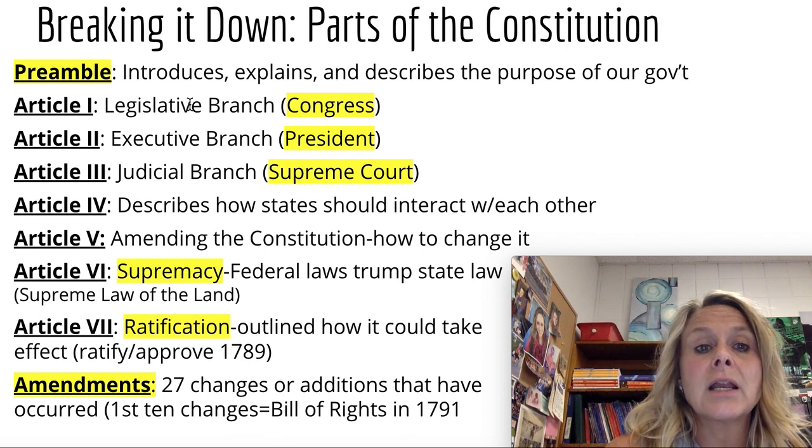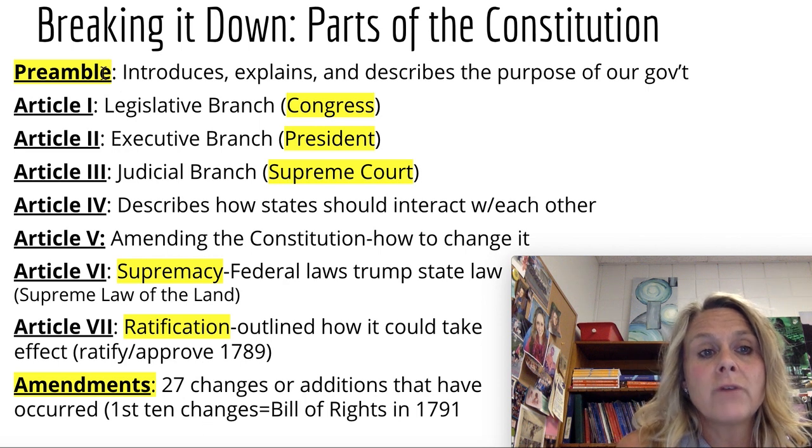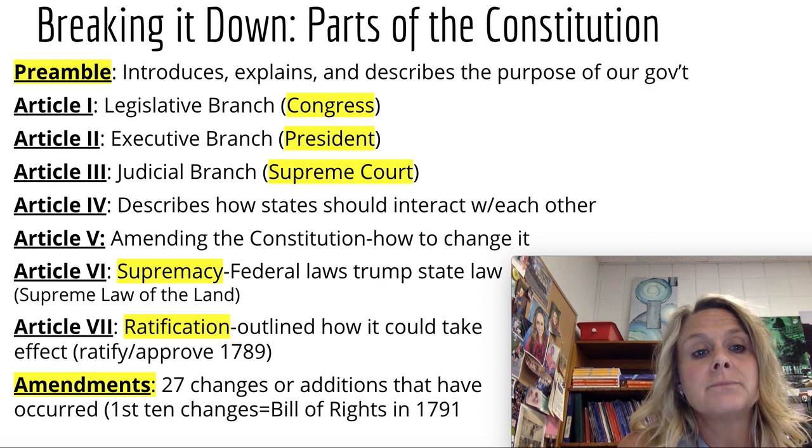We're going to take a look at each of these sections. We've already looked at the preamble, so we're not going to spend a lot of time with that, but we're going to go out and describe what these articles are.